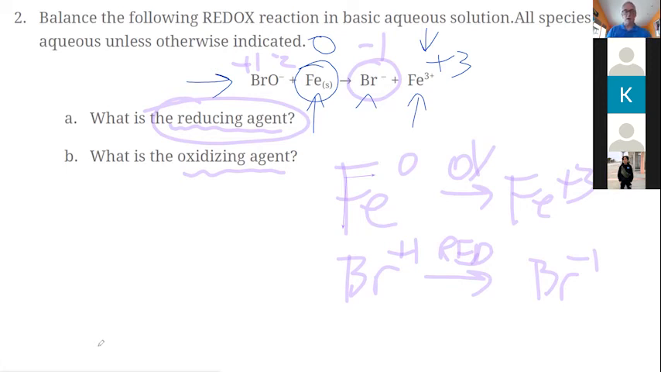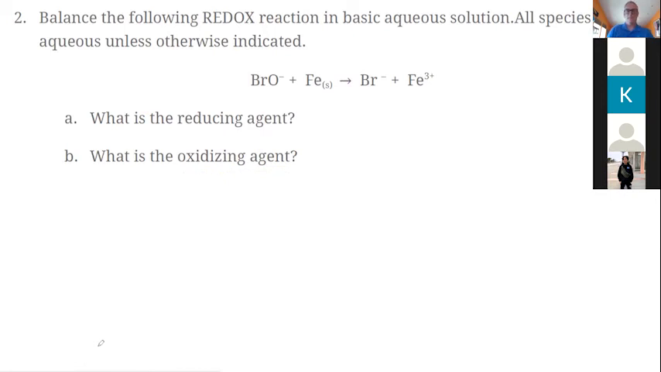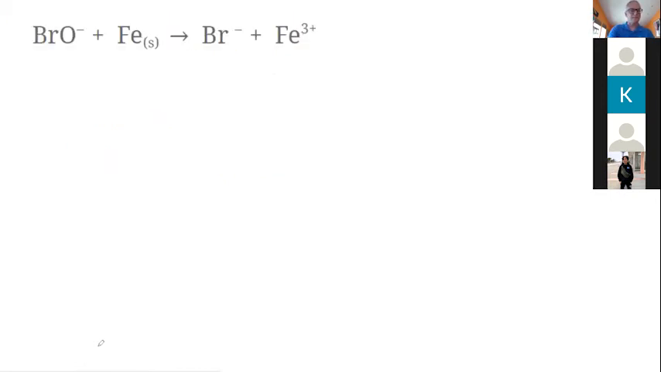So let's work on balancing this thing. Figure this out. All right, so here's our reaction. We've already figured out what our oxidation numbers are. So we've got +1, -2, 0, -1, and +3. So the first thing we want to do is write out what's our oxidation reaction. So what is our oxidation reaction?